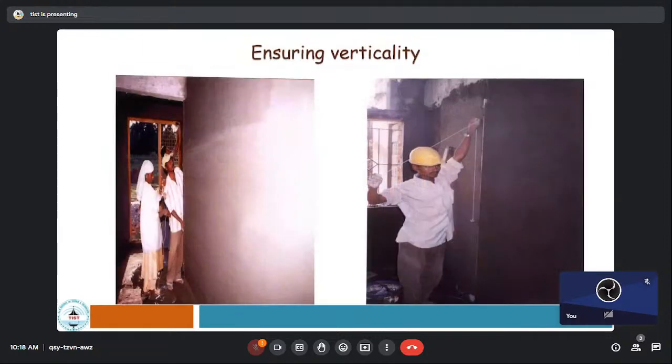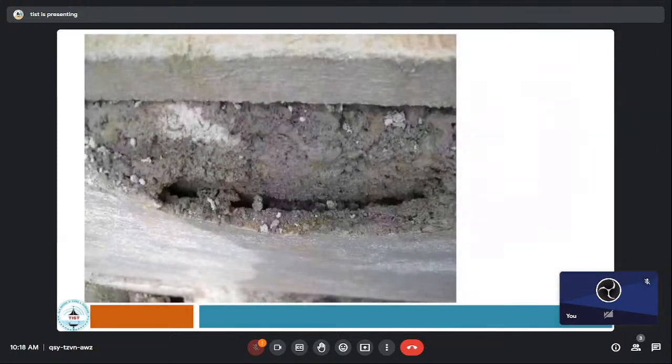Now, this is all about the plumb, verticality, etc. And you can see some of the plastering being done. You can see it has not even attained the parent structure. What is the parent structure here? There's a parent structure on the other end, right?